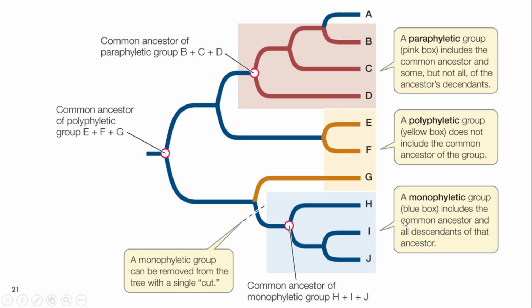All right. And if you see the paraphyletic, this is the common ancestor of all A, B, C, D. But here in this study, I purposefully left out A. So not all the descendants of this particular ancestor are included here. That's why this group is known as a paraphyletic group, because I have omitted A. Regarding the polyphyletic group, here you can see that the ancestors of E, F, and G are not common. So that's why this is known as a polyphyletic group. Okay. So a polyphyletic group, the yellow box, does not include the common ancestor of the group.